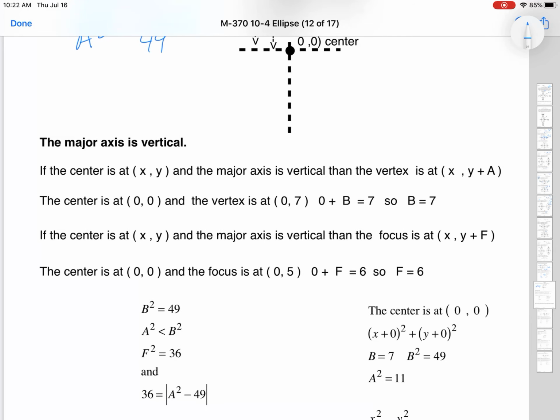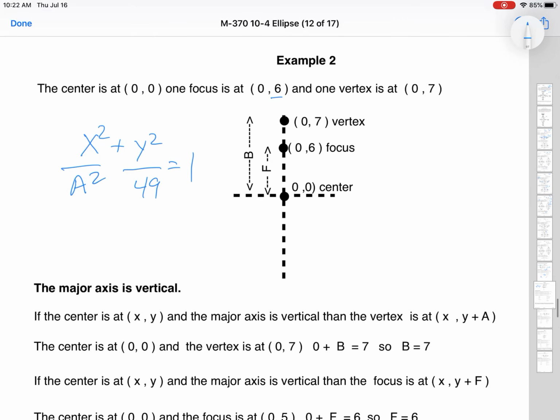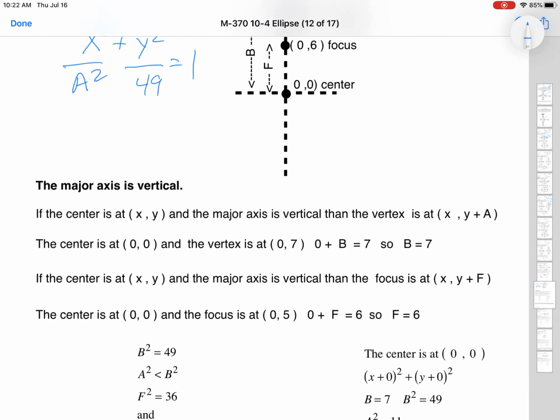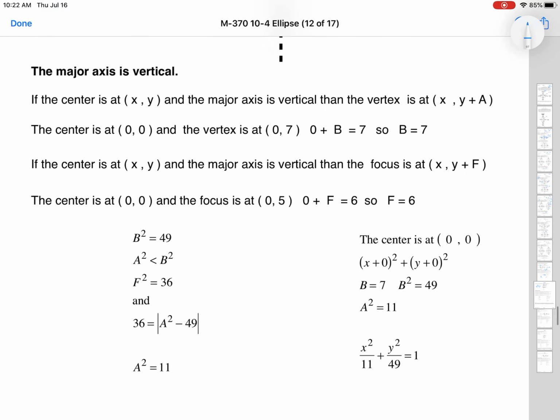36. So, did you see how we knew that? The f distance was 6, and so f squared is 36. So we have that formula that I was going to use earlier. And we know a squared is less than 49. So you have to be careful how we solve this. So this is 36 is equal to the absolute value of a squared minus 49.